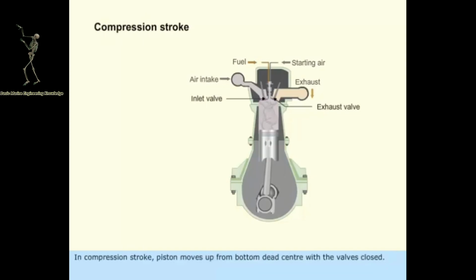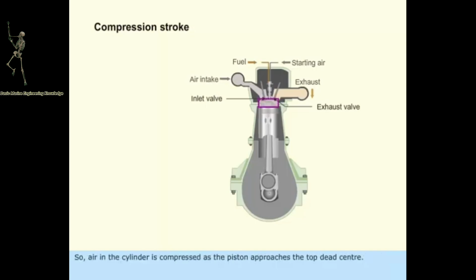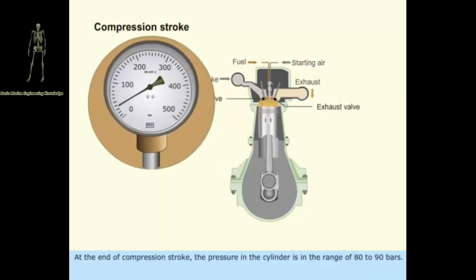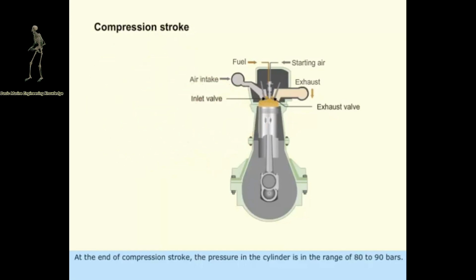In compression stroke, piston moves up from bottom dead center with the valves closed. So, air in the cylinder is compressed as the piston approaches the top dead center. At the end of compression stroke, the pressure in the cylinder is in the range of 80 to 90 bars. High pressure fuel is injected into the cylinder in the form of fine spray.